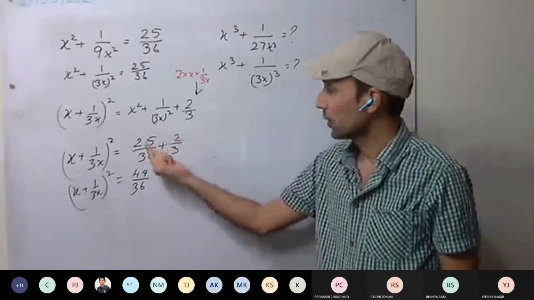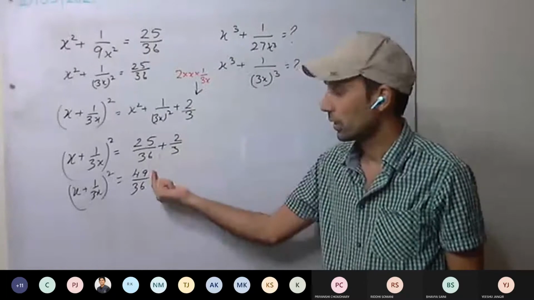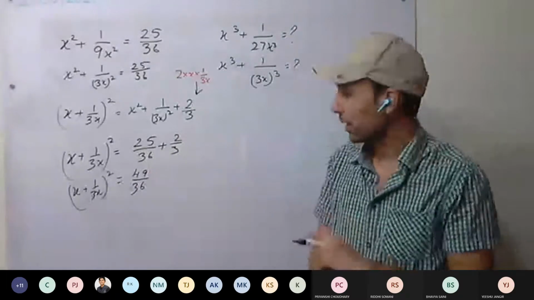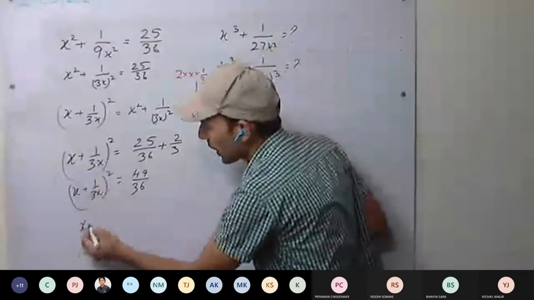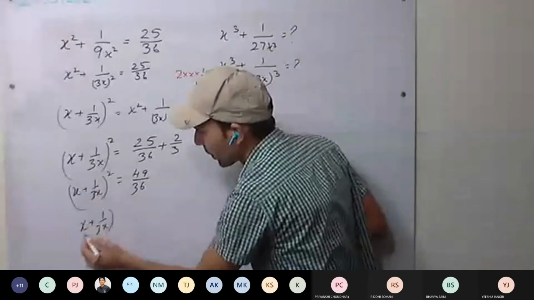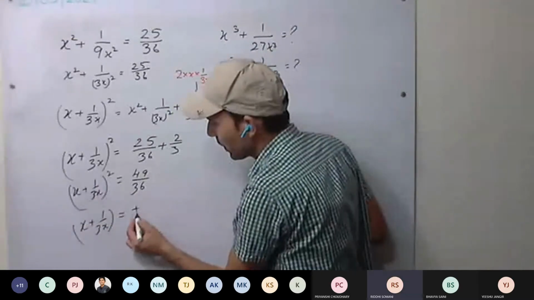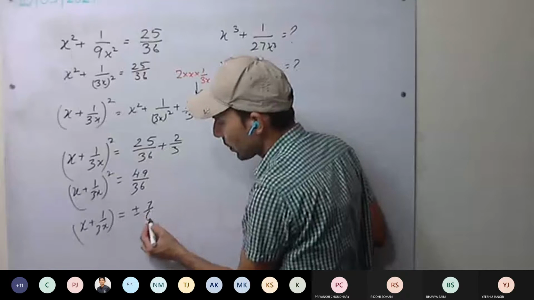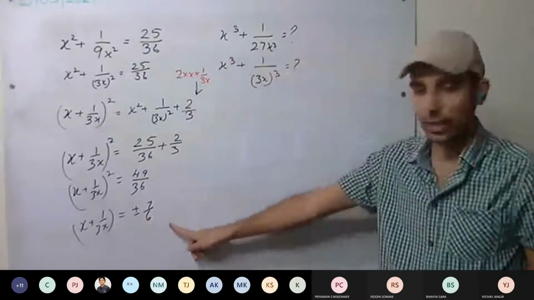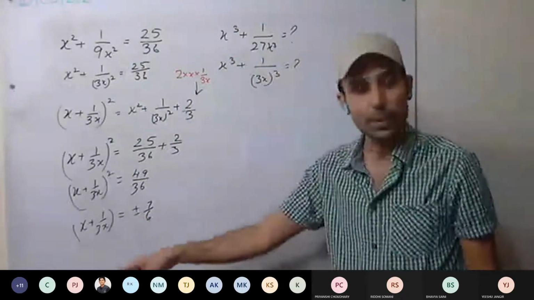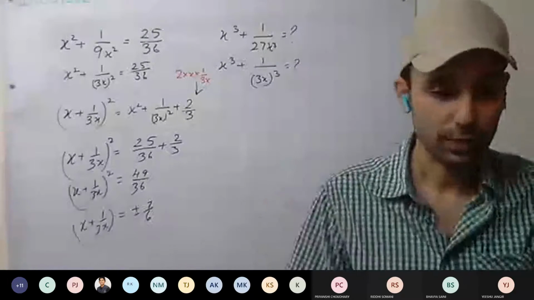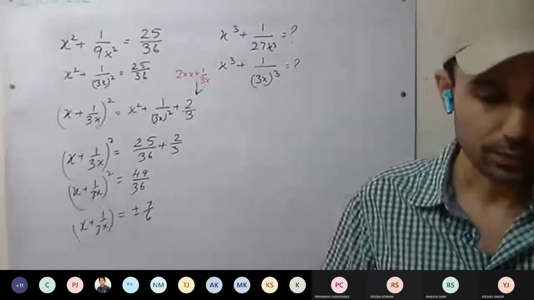24 plus 25, that is 49. Is this clear? Calculate this value: x plus 1 upon 3x. Root of this one, so it will be plus or minus 7 upon 6. See, while solving, avoid this plus minus sign. At last we can put it.